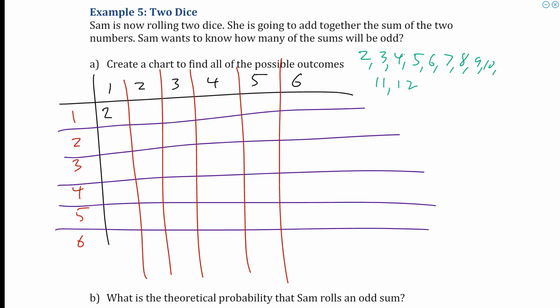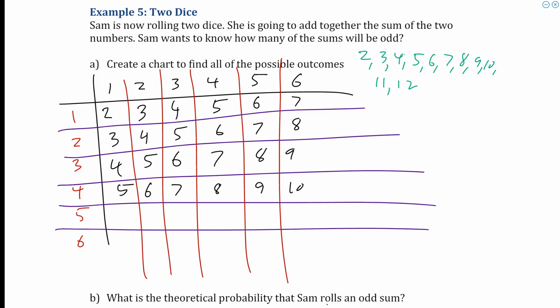And 1 and 2, I get a 3. 1 and 3, I get a 4. And similarly, this next row, 2 and 1, I get 3, 4, 5, 6, 7, 8. And here I get 4, 5, 6, 7, 8, 9. If I roll a 4 and 1, I get a 5. 4 and 2, I get a 6. 5 and 1 is 6. 5 and 2 is 7. 5 and 3 is 8. 5 and 4, 9. 5 and 5, 10. And then the last, the 6th row, 7, 8, 9, 10, 11, 12.